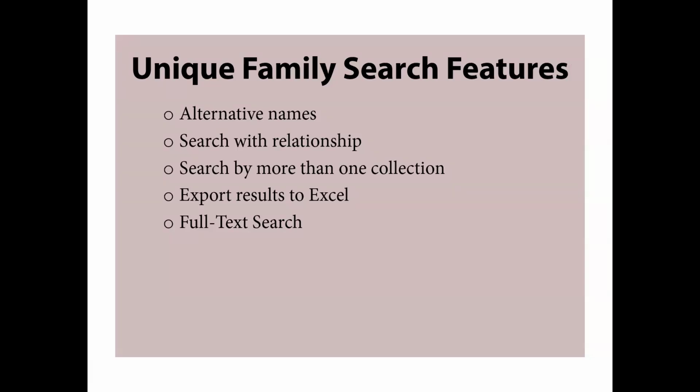Now, Family Search has a lot of unique features that you can use. So in addition to wildcard searches, you can use alternative names. So if someone had like an alias or some other name they went by, if there was like a record that might have noted maybe their original biological name or an adopted name, you can search by a relationship in your search. So if someone's spouse, parents, etc. You can search by multiple collections. There is a way to do an advanced search by multiple collections for a lot of things, but keep in mind that not everything shows up in that search.